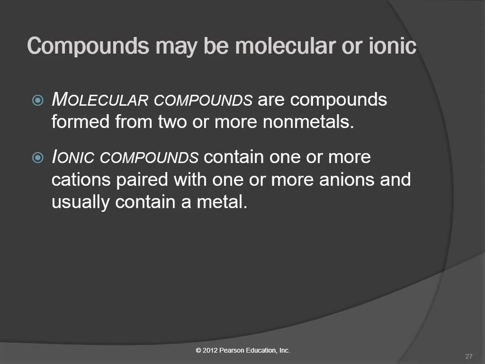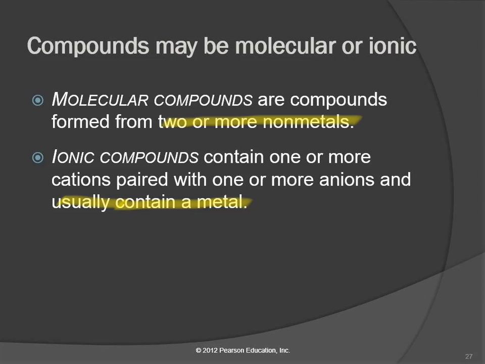So compounds can be molecular or ionic. This is important, and this is going to help us when we do nomenclature, because we need to be able to identify, is it a molecular compound or an ionic compound? Molecular compounds are formed from 2 or more nonmetals. Ionic compounds are going to have ions, and they're usually going to contain a metal. There will usually be a metal and a nonmetal.